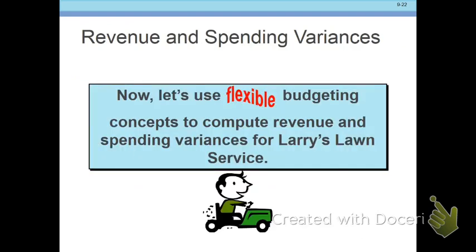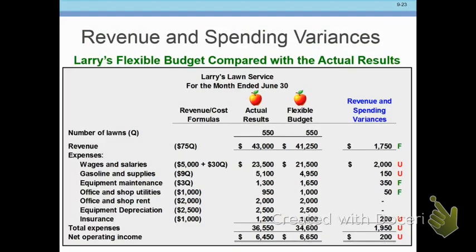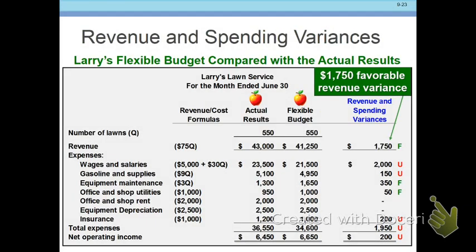Now we're going to look at revenue and spending variances. The activity variance is just comparing the two budgeted amounts, the flexible budget to the planning budget. But revenue and spending variances are going to be comparing the flexible budget to the actual results. In this particular case, we're going to compare the actual results to the flexible budget.